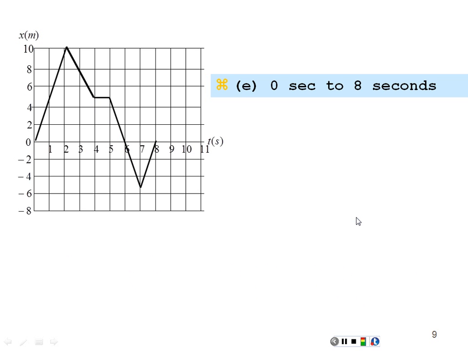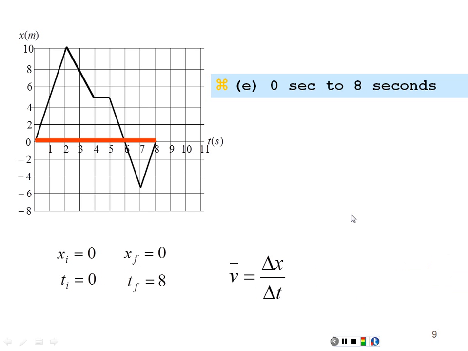And then from 0 to 8 seconds, my initial position is 0. My final position is 0. My average velocity is 0. Because even though I traveled 10 meters this way, came back 5 meters, stopped for a second, went 10 meters to negative 5, came back 5, I end up where I started. So my final position is the same as my initial position. My change in position is 0. My average velocity is 0.